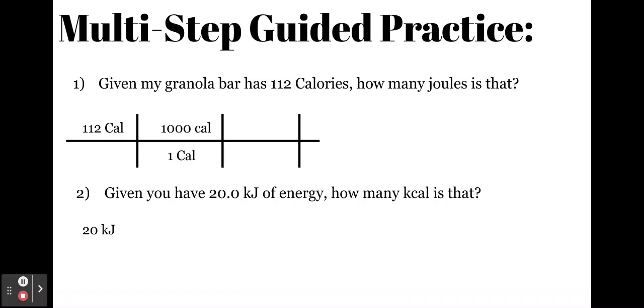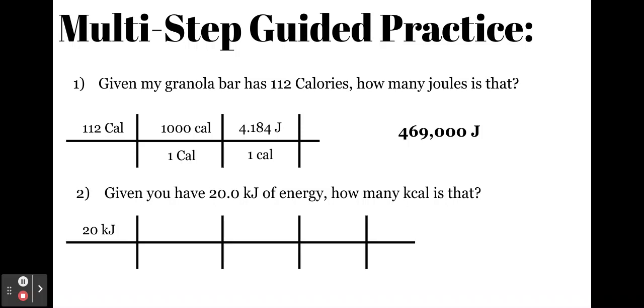So 1 capital C calorie is equal to 1,000 lowercase c calories, so you'll get the capital C calories to cancel. And then 1 lowercase c calorie is equal to 4.184 joules, and you'll get those lowercase c calories to cancel. And when you multiply all those numbers together, you'll get 469,000 joules.